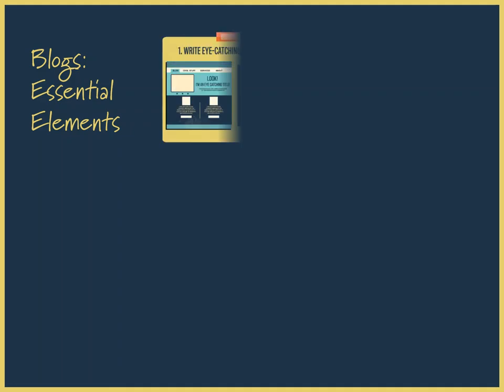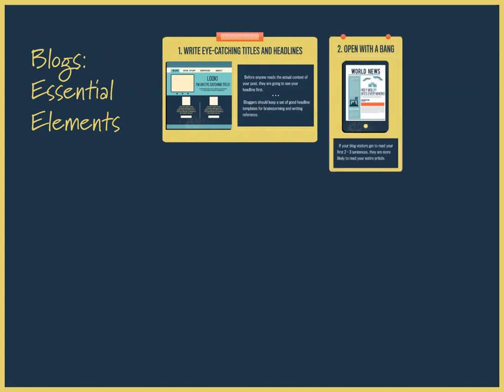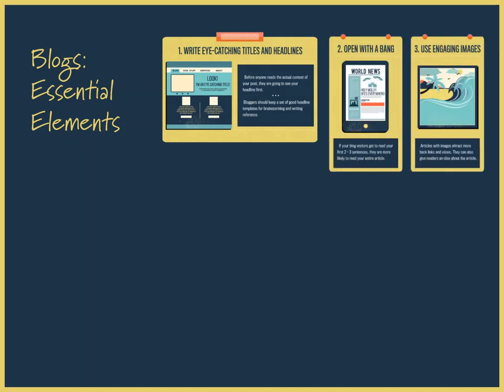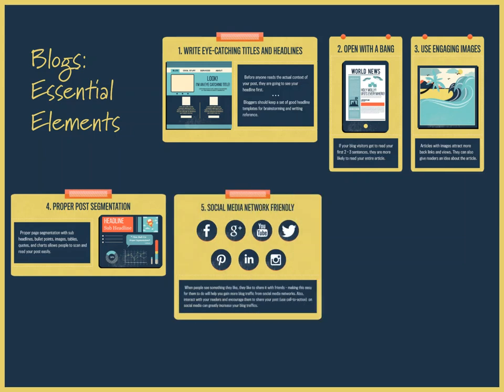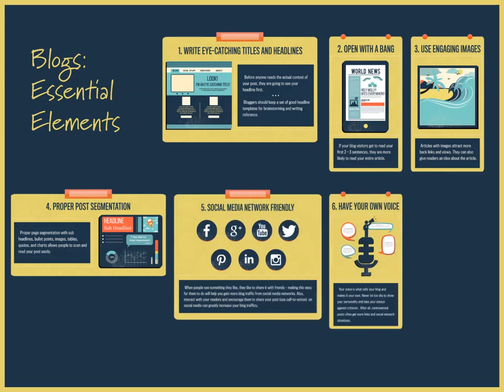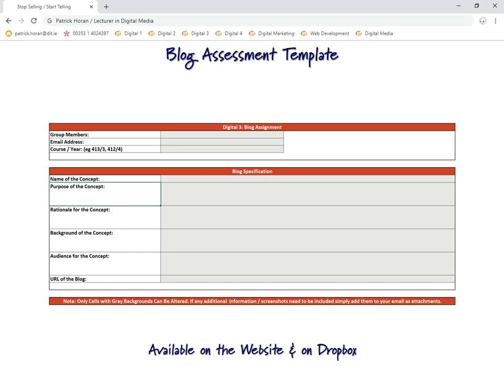Right, finally, blog essential elements. Write an eye-catching title and a headline, okay? Start off strong. Open with a bang, that's exactly the same thing. Use engaging images, all right? So it's very important to not be staid. Think about excitement. Think about all these wonderful things we can do. Proper post segmentation. Break them up properly. Make everything as social media friendly for sharing and liking. Use your own voice. And use call to actions. Don't be afraid to say, listen, download, like, share, register, buy. Don't be afraid to say those things.